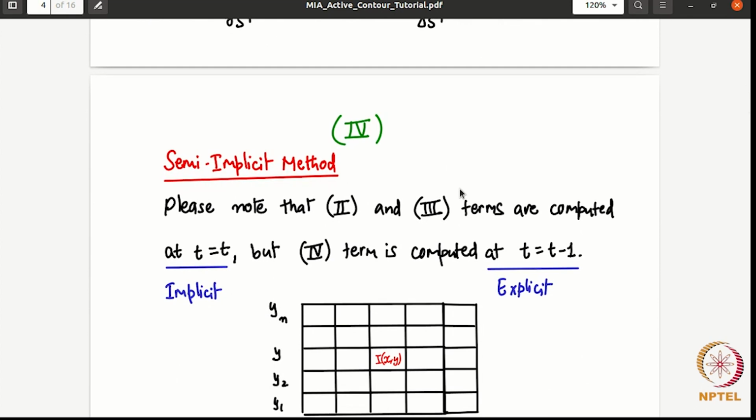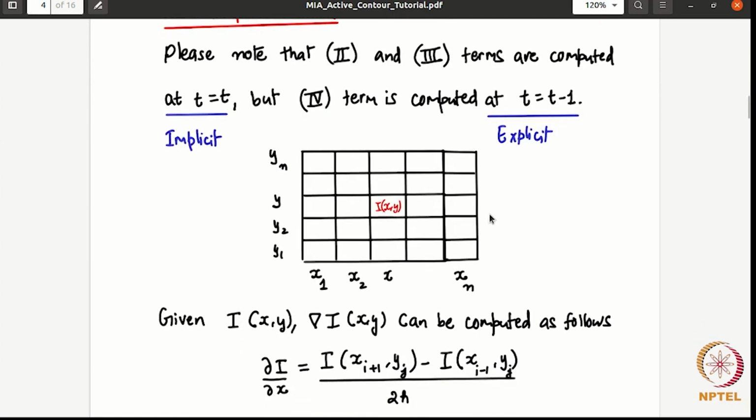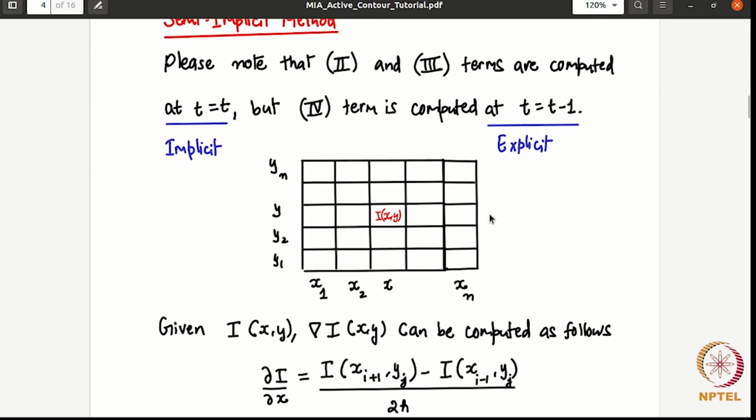Now we come to the last term. Although the second and fourth derivative terms were computed at present time, like we do in implicit method, the last term is computed at past time, right? Like in explicit method, that is at t is equal to t minus 1. So because the last term is calculated at past time and the other terms are calculated at present time, that is why it is called semi-implicit method, right?